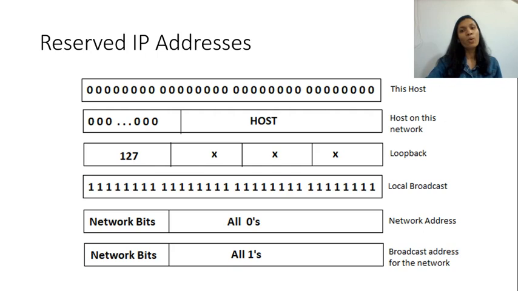Next is the local broadcast. The all ones address, that is 255.255.255.255, is used for local broadcast, that is broadcast within your current network.